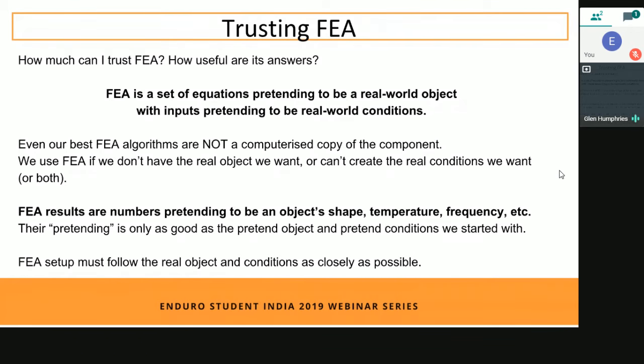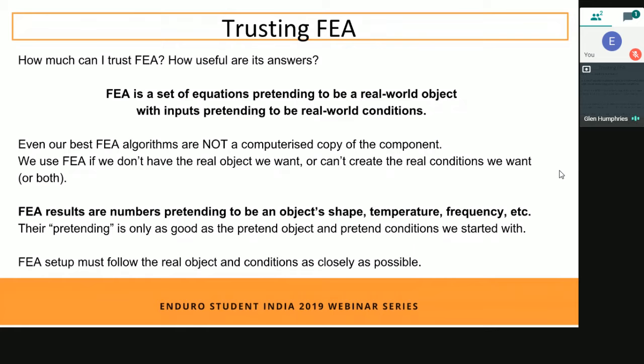You don't actually output a bent chassis. It just outputs numbers, and those numbers are pretending to be an object shape or temperature or frequency or whatever other property you're analyzing. So the pretend value of the outputs is only as good as how well you can pretend to be the object in the first place. If your equations can pretend to be a chassis quite well and you give it good pretend conditions, then your outputs are going to be pretty close to real life, and that's what we're aiming for.